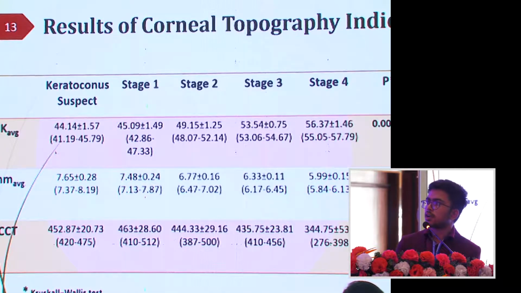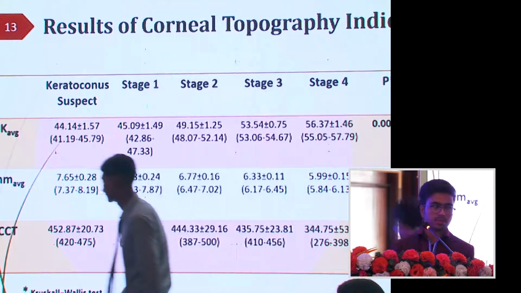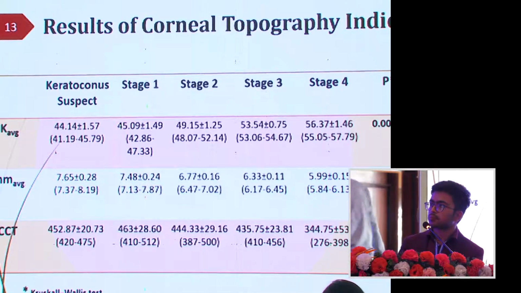Now let's discuss the corneal topography indices of keratoconus patients based on the staging. Here we can see that K average, average, and central corneal thickness of the keratoconus patients were significantly changed according to the severity of disease, and these data were statistically significant based on the Kruskal-Wallis test.